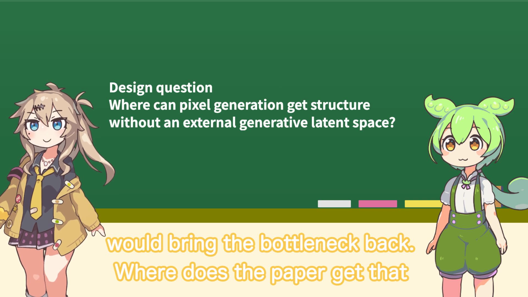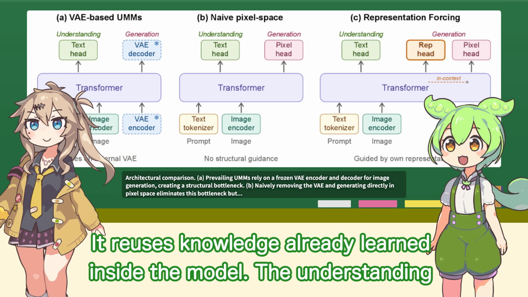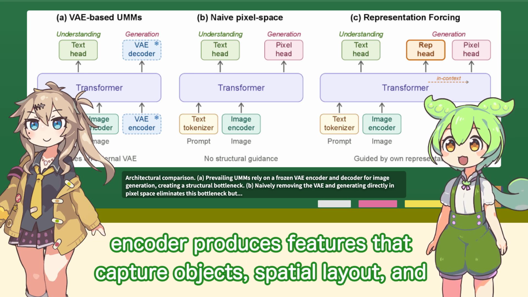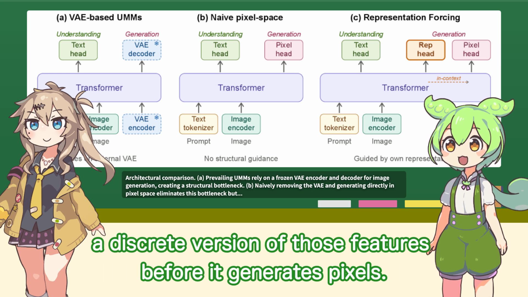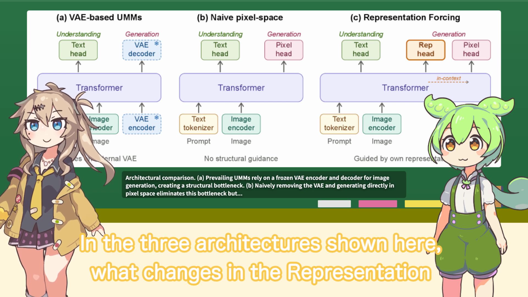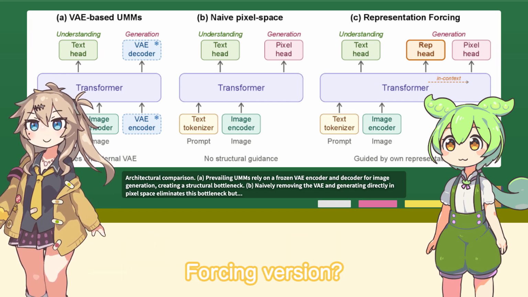Where does the paper get that guidance? It reuses knowledge already learned inside the model. The understanding encoder produces features that capture objects, spatial layout, and scene composition. Representation forcing trains the decoder to predict a discrete version of those features before it generates pixels. In the three architectures shown here, what changes in the representation forcing version?